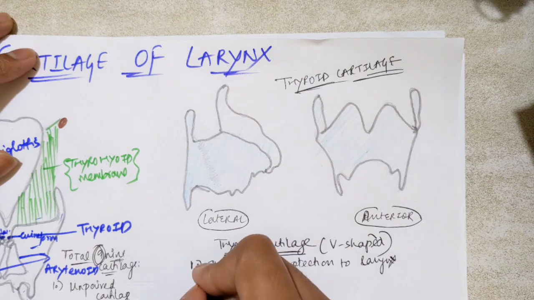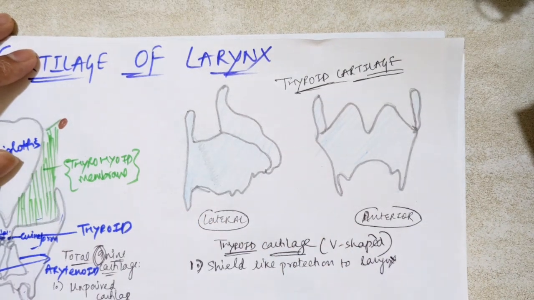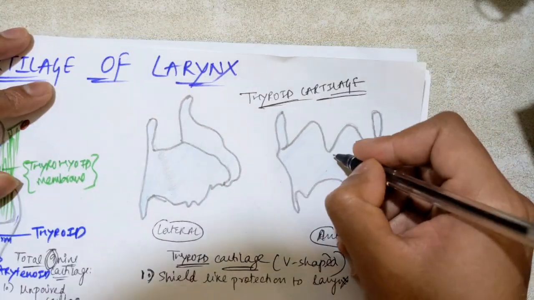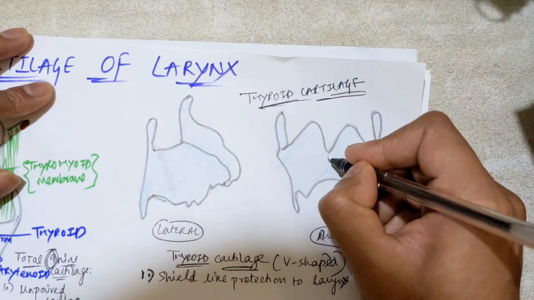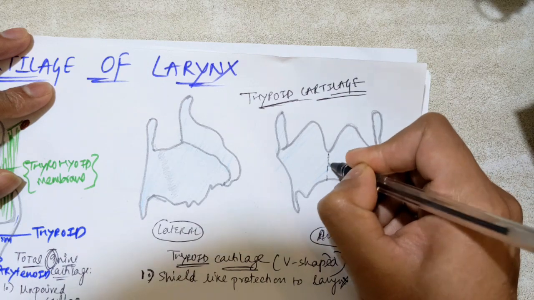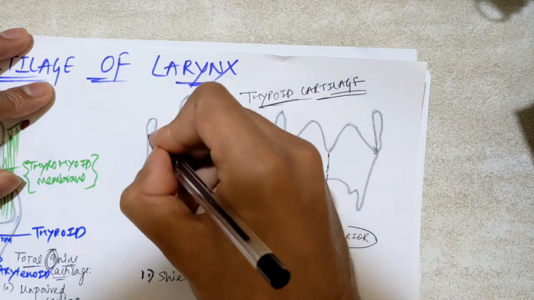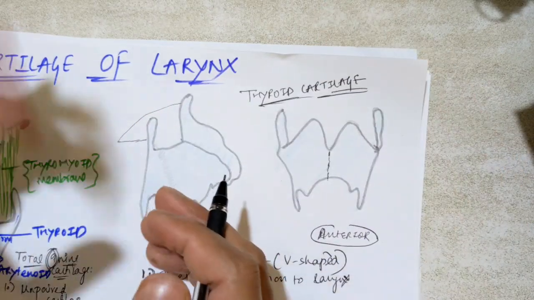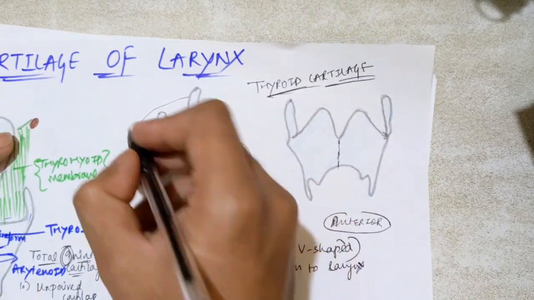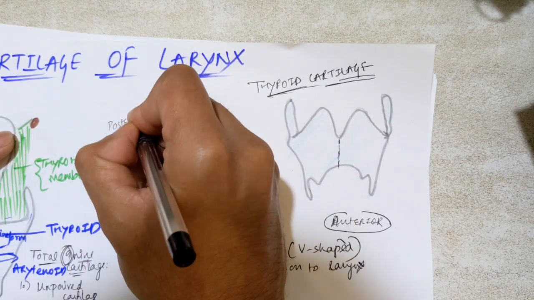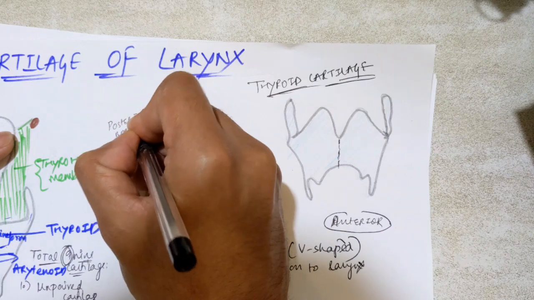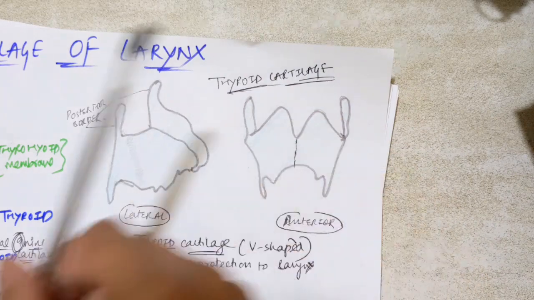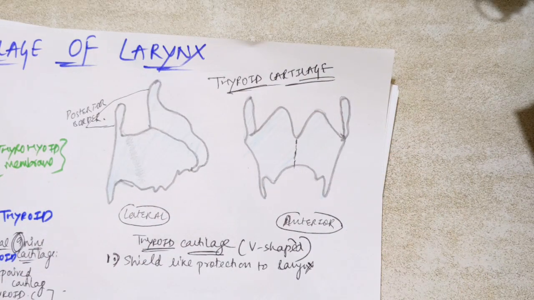Now we have to see the labelings. From the lateral aspect you can see here, there's an anterior view. In the anterior view you can see there is an anterior border here. This one is your anterior border, and these are your posterior borders. On the lateral side, from the back side, you can see there will be two borders. So this is your posterior border. How these borders are formed, I'm telling you here. There are two laminae in the thyroid cartilage.